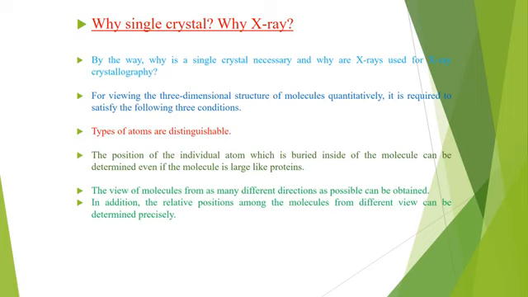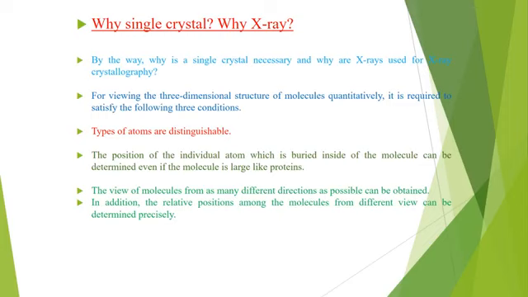It is used to view or to determine the three-dimensional structure of the molecule quantitatively, and to determine the structure quantitatively in three dimensions, it requires three conditions. One is types of atoms must be distinguishable. Number two, the position of the individual atom which is buried inside the molecule can be determined even if the molecule is large like protein. Number three, it is also used to view the molecule from as many different directions as possible.